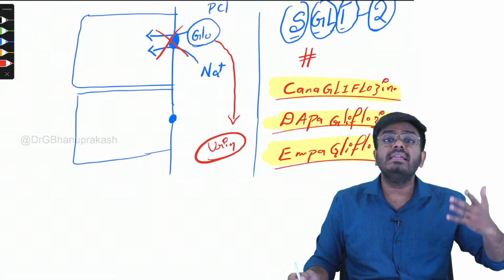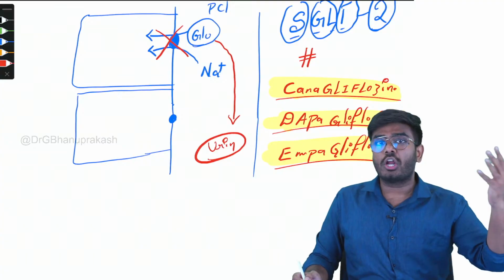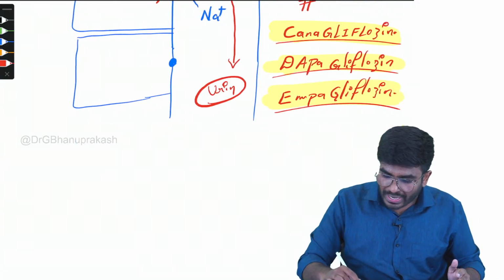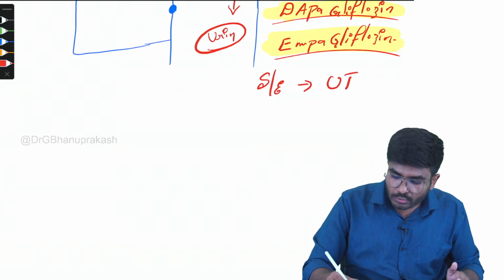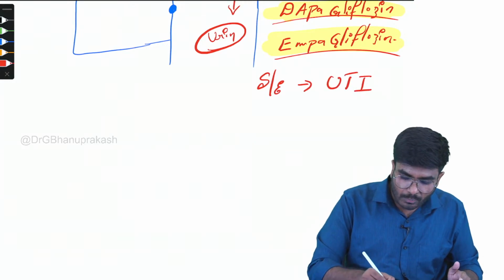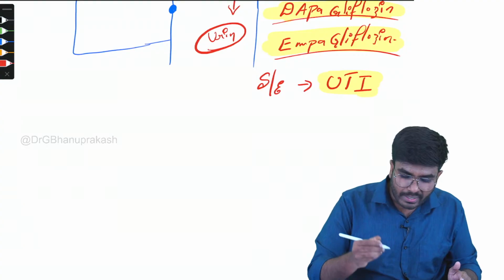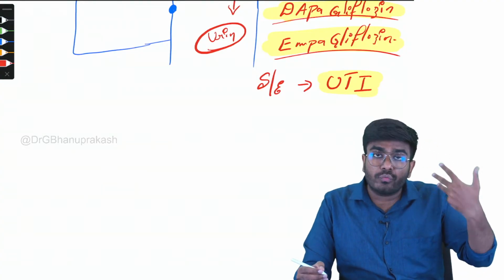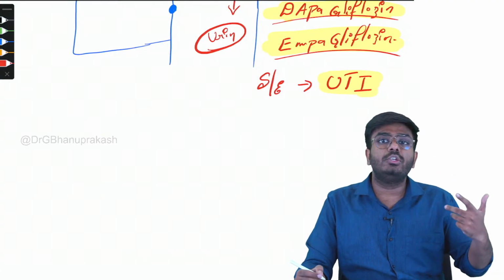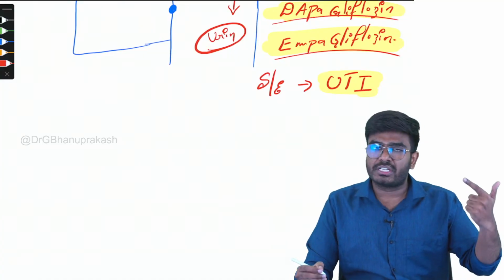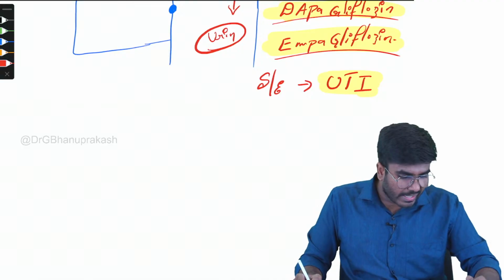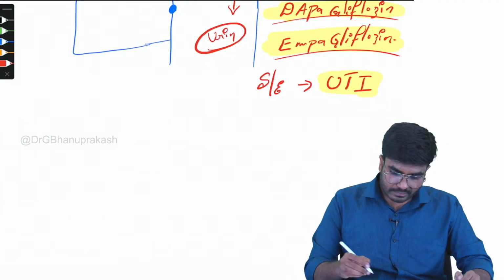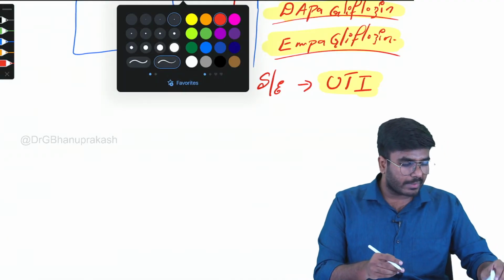They are increasing the excretion of glucose. So what will they do as a side effect? They will cause urinary tract infections. The most common side effect of using this kind of gliflozin drugs or glycosurics is urinary tract infections, UTI. Okay, guys, do you have any doubt? If you have any doubt, you can ask me.